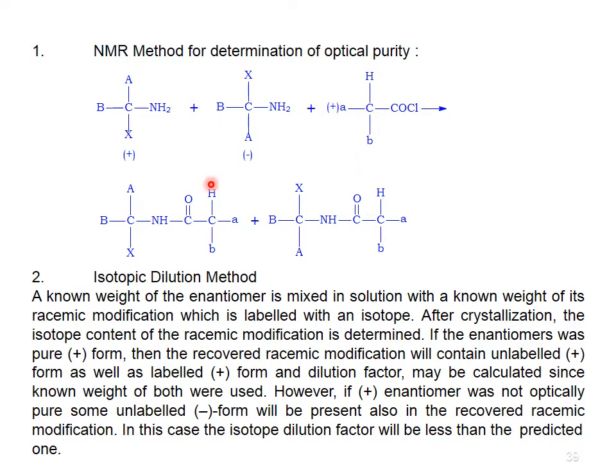Then there is the isotopic dilution method. Unknown weight of the enantiomer is mixed in solution with unknown weight of its racemic modification, which is labeled with an isotope. After crystallization, the isotopic content of the racemic modification is determined. If the enantiomer was pure plus form, then the recovered racemic modification will contain unlabeled form as well as labeled plus form, and dilution factor may be calculated since known weight of both were used.